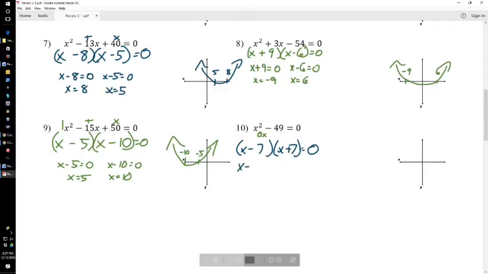I'm going to take these. X minus 7 equals 0. X plus 7 equals 0. So when I solve those, x equals 7 and x equals negative 7. And for the review, if I graph those, negative 7, positive 7, these go through the graph just like that.